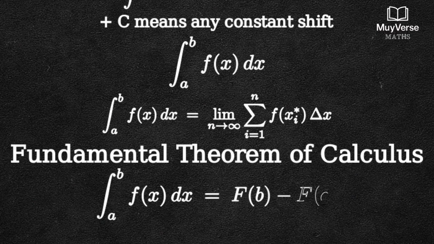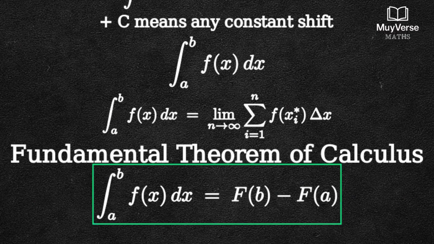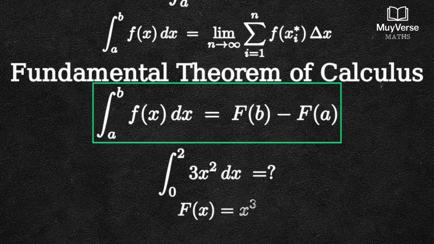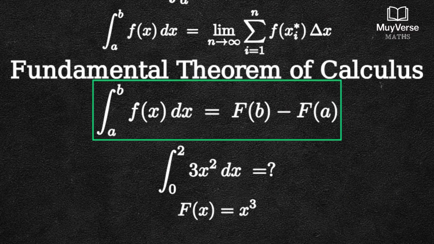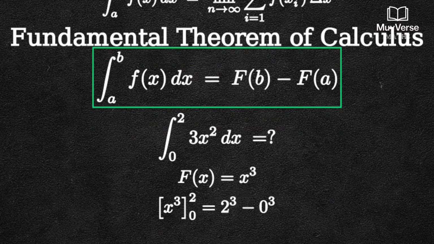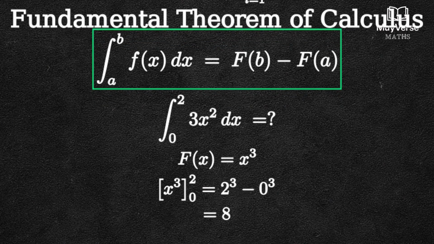Let's do a quick example. Compute the integral from 0 to 2 of 3x squared dx. The antiderivative of 3x squared is x cubed. Evaluate x cubed from 0 to 2, that is 2 cubed minus 0 cubed. The result is 8. Integration also accumulates change in real life.